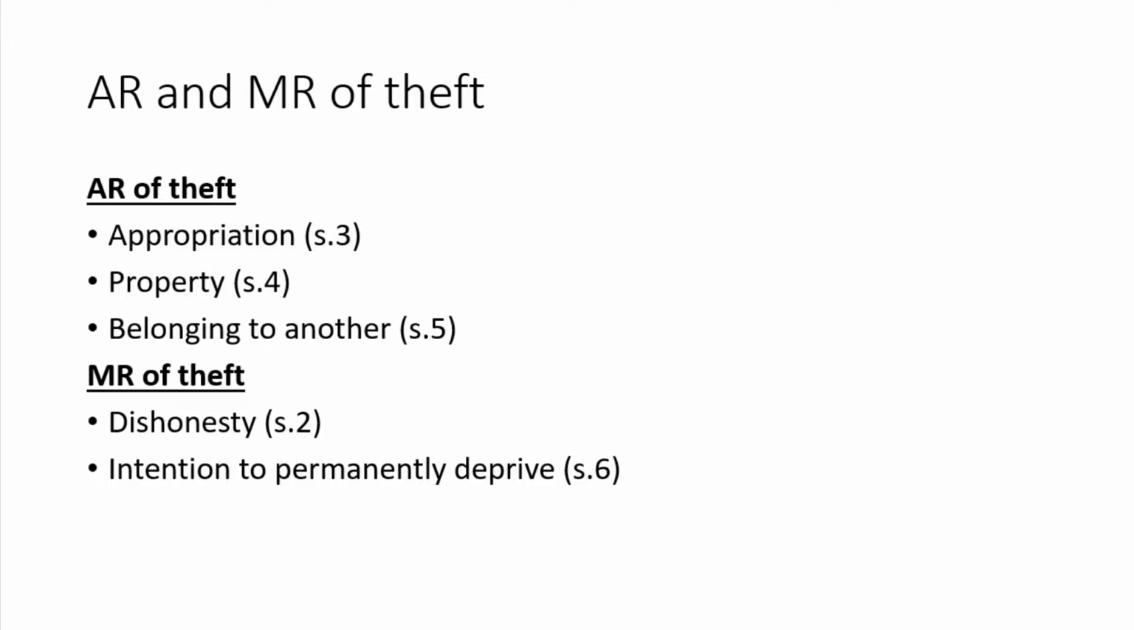You can see that the AR is in sections 3, 4 and 5, appropriation of property belonging to another. And then the mens rea is in a further 2 sections, sections 2 and 6. So dishonesty is in 2 and the intention to permanently deprive is in 6. So section 1 defines the whole offence, and these sections 2 to 6 define the elements that you need to prove for there to be a theft. And you need to prove all of them for there to be a complete theft.